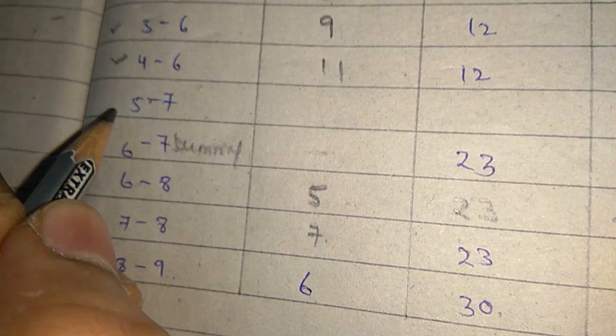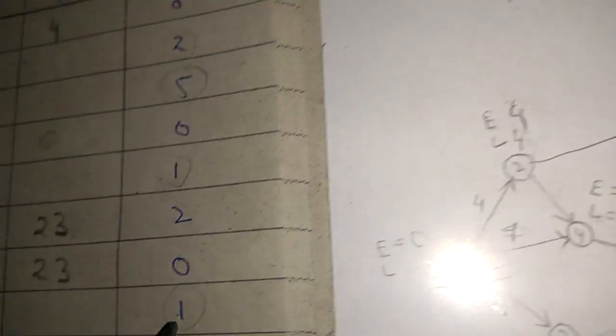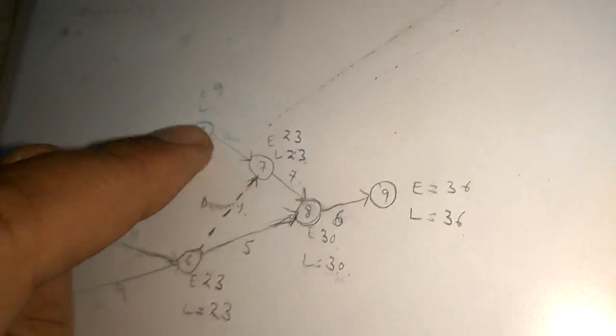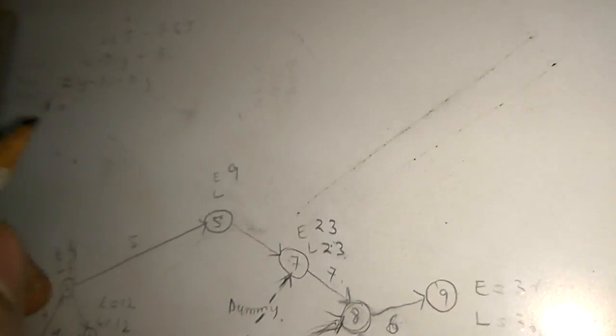Now we will move toward the next activity. Next activity is between 5 to 7. Between 5 to 7, total float is 1. So this value will be put in the formula. The formula is Lj minus Ei minus Dij. Okay. So what is the value of total float between 5 to 7? 1.